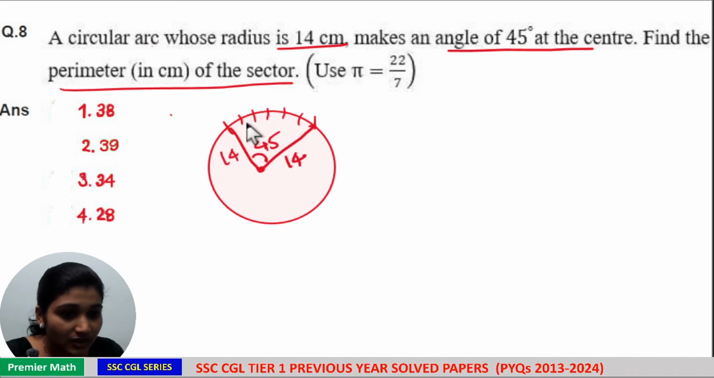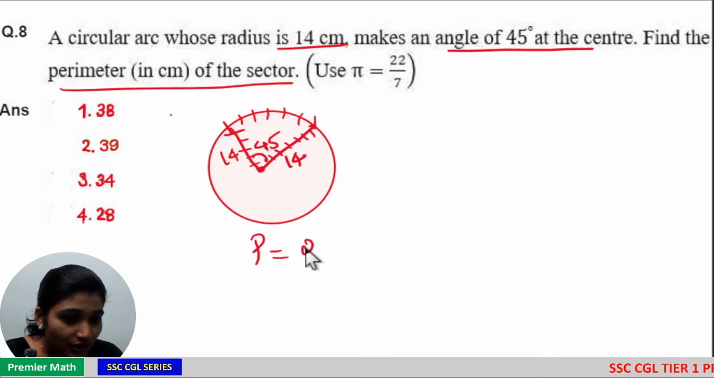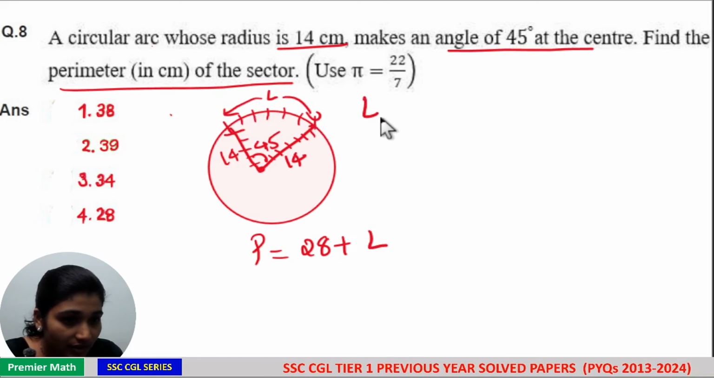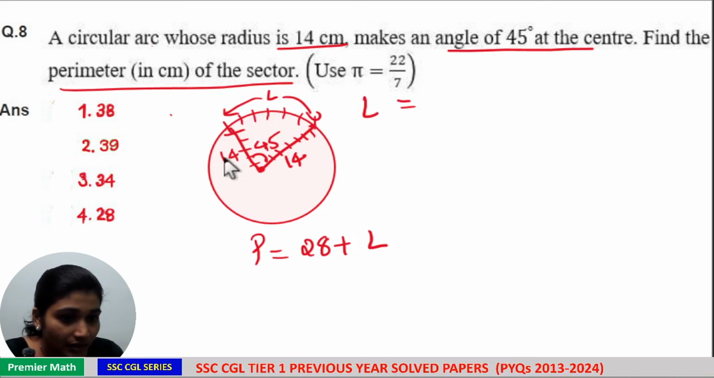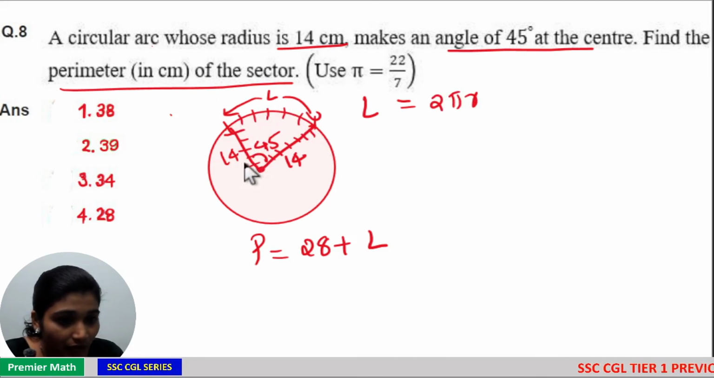Now perimeter of the sector means this length plus these two radii. So perimeter of sector is equal to 14 plus 14, 28, plus arc length L. This is arc length L. Now arc length: the perimeter of the full circle is 2 pi r, but here we need only a fraction of this, that is 45 out of 360. We need that fraction of 2 pi r.